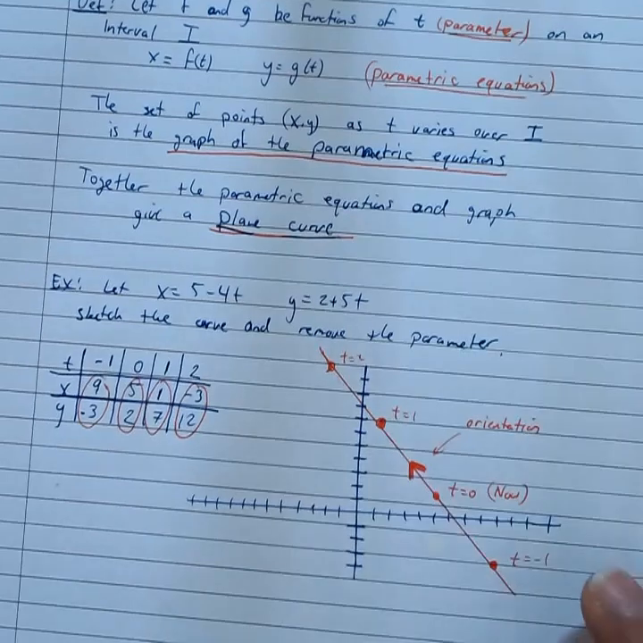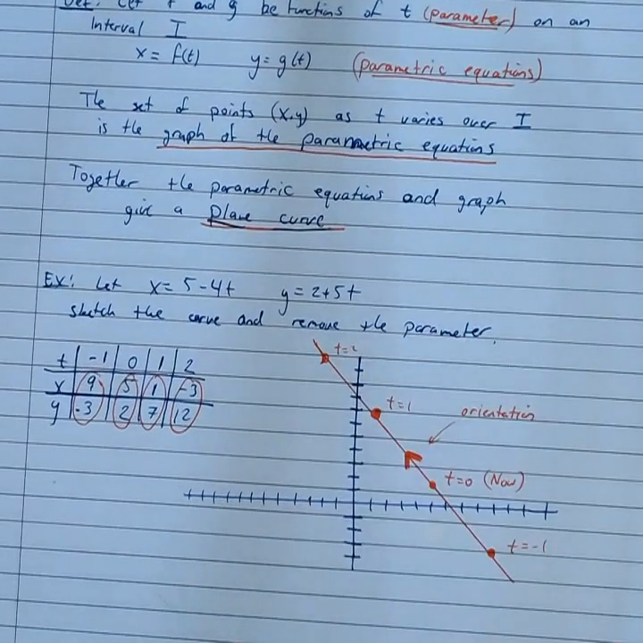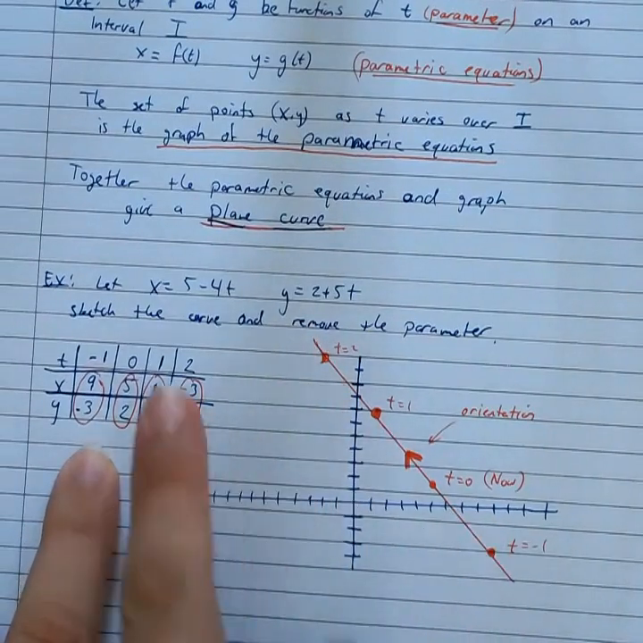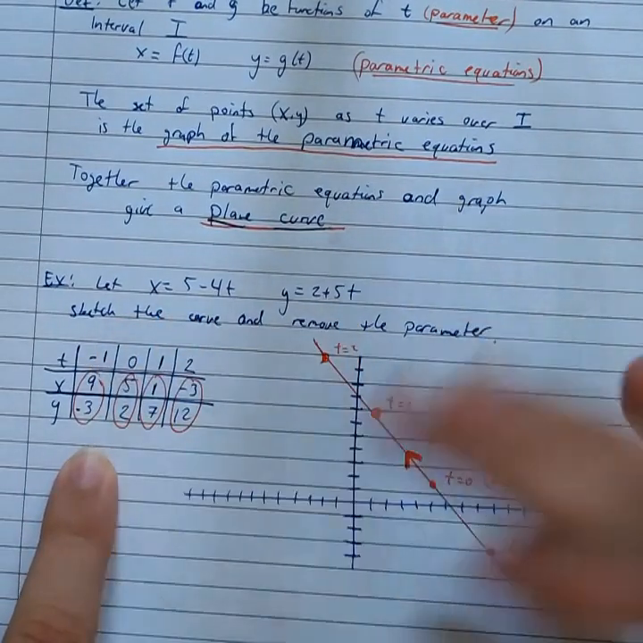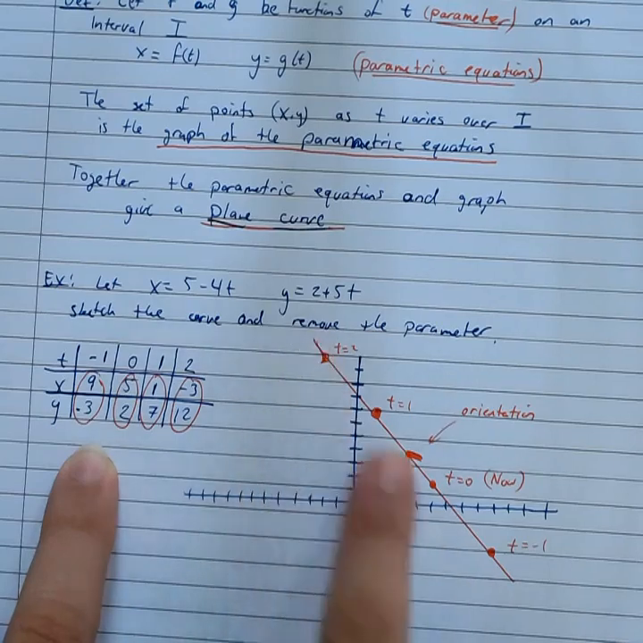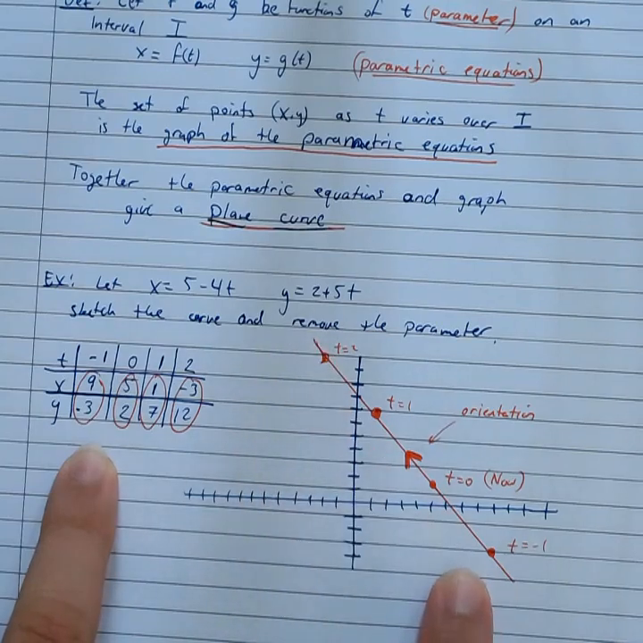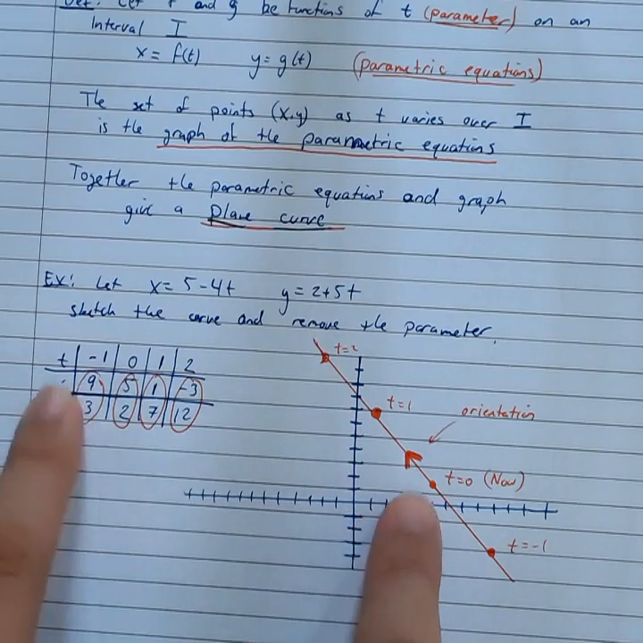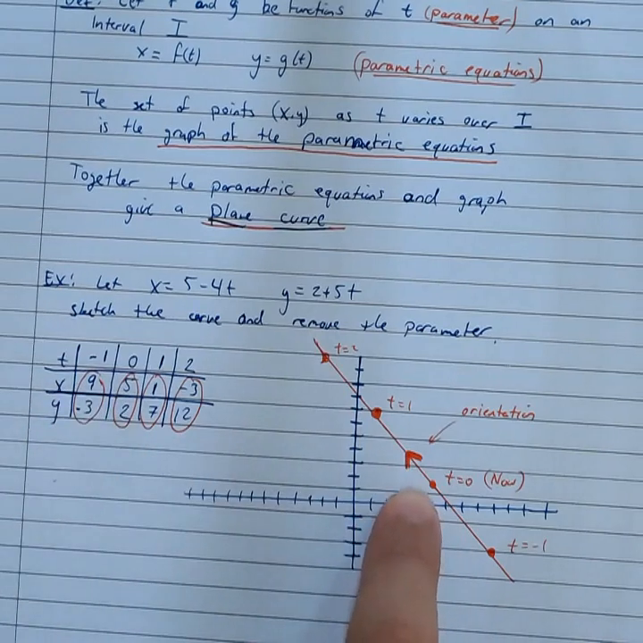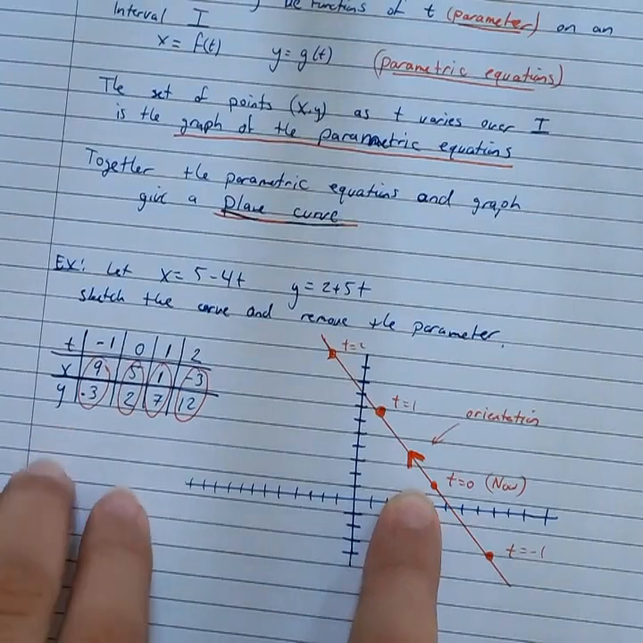Now, the second part of this question tells you to remove the parameter. What that means is, okay, this is a curve that we drew using these sets of equations. But this is a curve on the plane just in its own right. Meaning I could just say, well, let's just take x and y. Why do I need the parameter t? Well, the parameter t is there to give you some information.